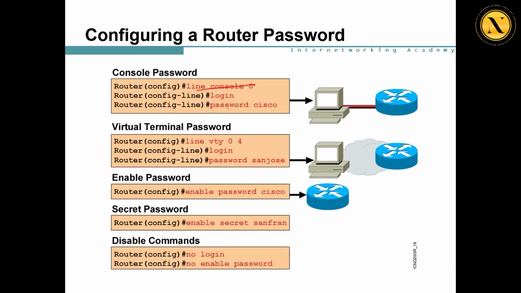Now we also know how to give passwords. Line console 0, password, and then login. Likewise for telnet, line VTY 0 4, password CCNA, and then login. Likewise, enable secret, enable password from global mode directly. If you want to disable anything, go to the same mode and say no hostname. So the changed name will go back to the default, which is Router. No enable secret, gone. No enable password, gone.